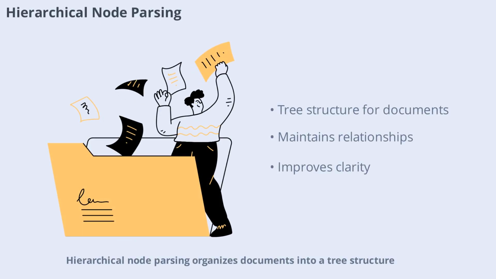Hierarchical node parsing organizes documents into a tree structure, with chapters as parents, sections as mid-level nodes, and paragraphs as children. This structure maintains relationships between segments via metadata links. For example, if a search matches several paragraphs about API endpoints in the same module, the parser can roll them up and present a single, clean overview to the language model, improving clarity and relevance.